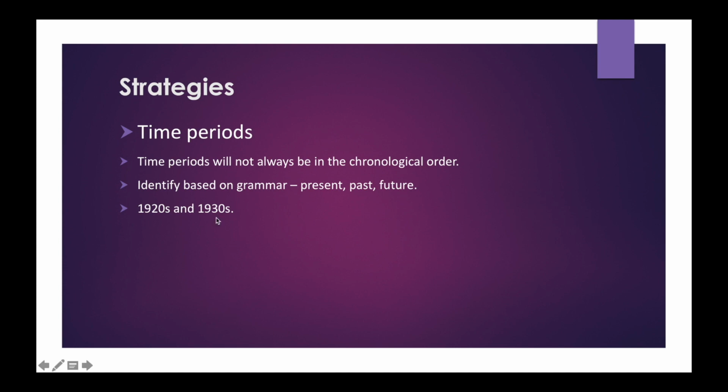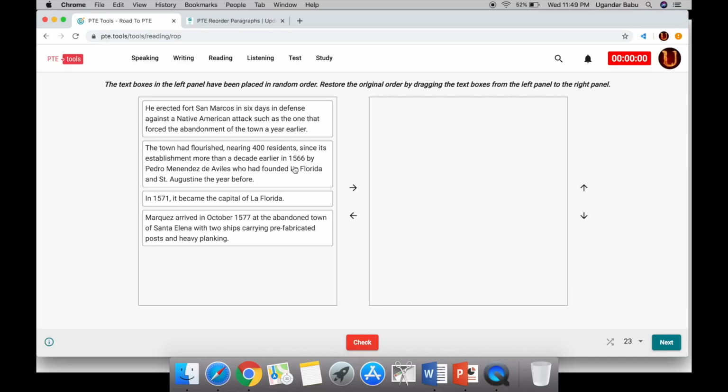1920s and 1930s. If they mention 1920s, it is somewhere between 1920 and 1930. 1930s is between 1930 and 1940. And if they mention early 1920s, then it is around 1921 to 1925. Understand these kinds of basic ideas. Here is one example for this type of strategy.